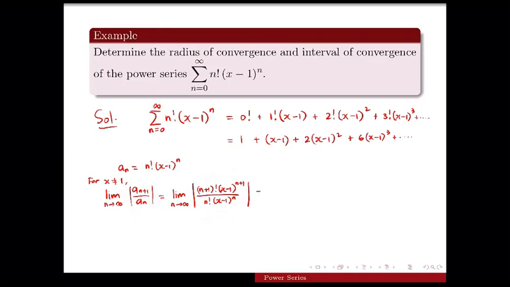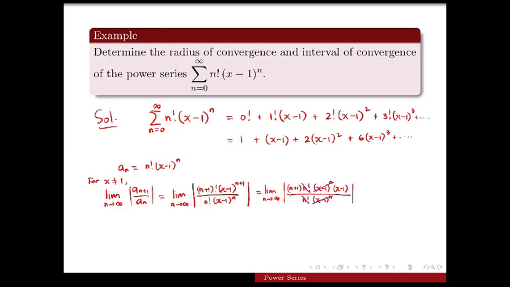If we simplify this, we will have the limit as n approaches plus infinity, absolute value, of (n plus 1) factorial, that's just n plus 1 times n factorial, times (x minus 1) raised to n plus 1, which we can write as (x minus 1) to the power n times (x minus 1). For the denominator here, we just have n factorial times (x minus 1) to the power n. And as you can see, this guy will cancel this, and this guy here will cancel this.